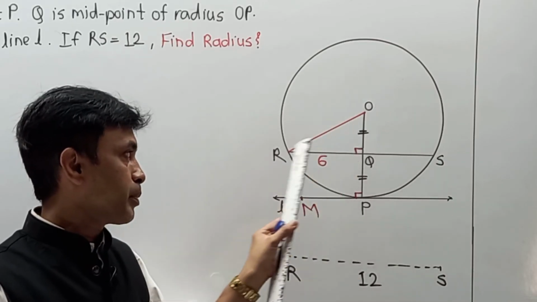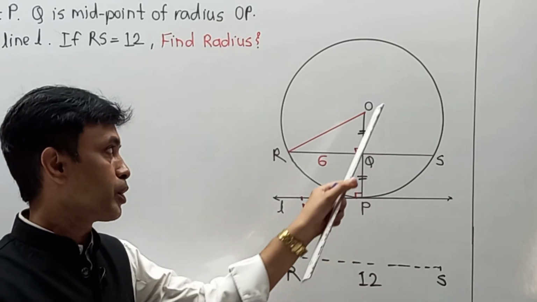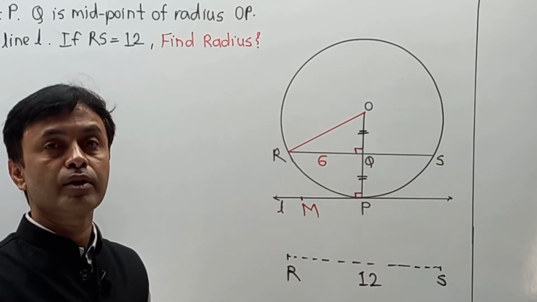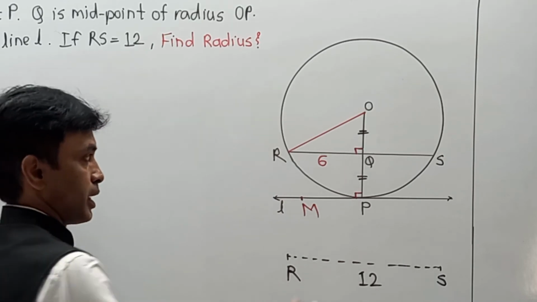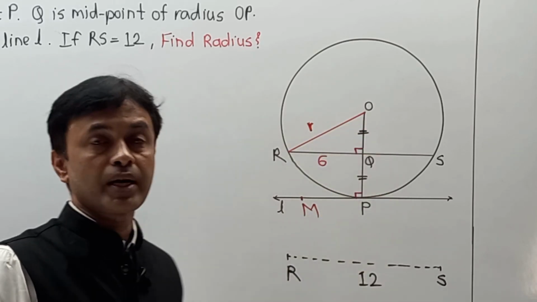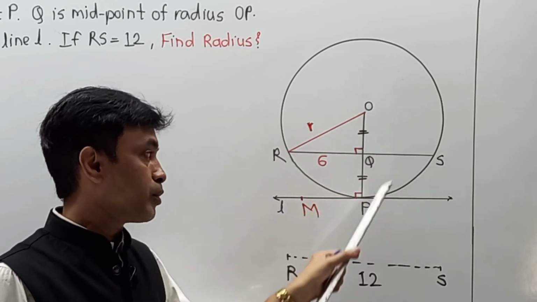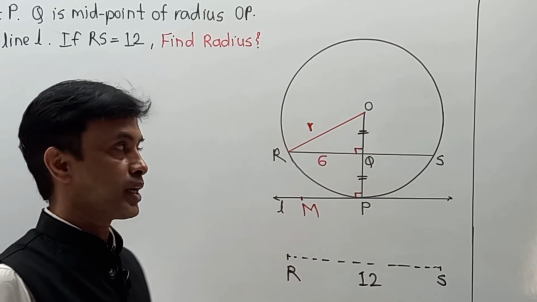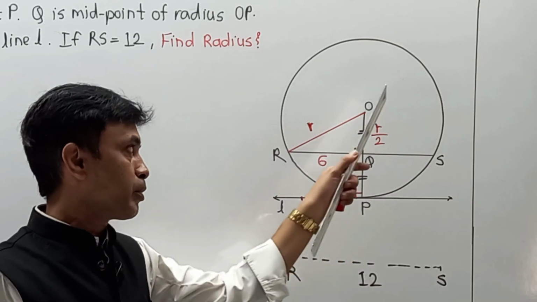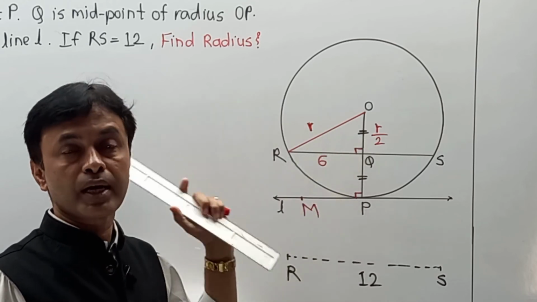Now as we have RQ as 6, our focus goes to triangle OQR. One by one try to understand over here. First, let us assume OR is a radius, so I am indicating it by R. This I am going to write in the fourth group. OR is a radius of the circle. Again OP is a radius and OQ is half of that. So half of the radius becomes R upon 2. After that I am going to use the Pythagoras theorem over here.